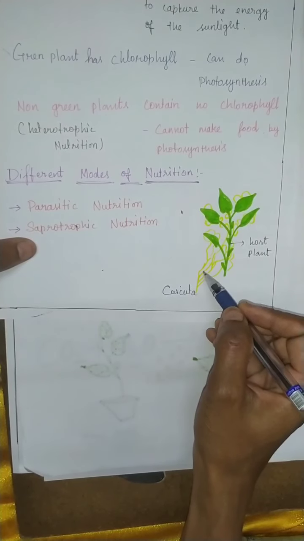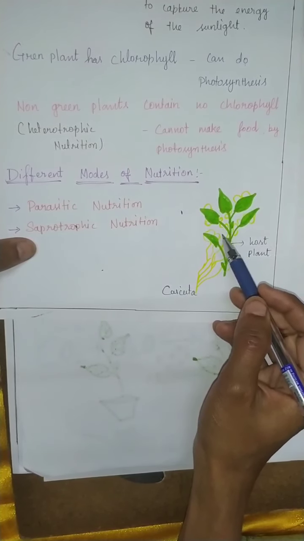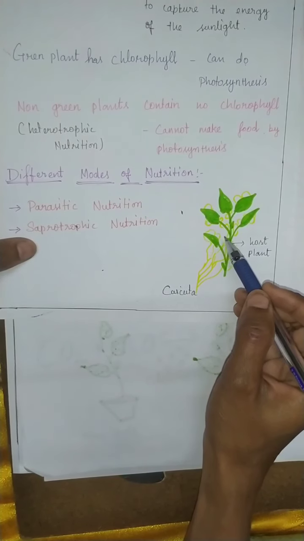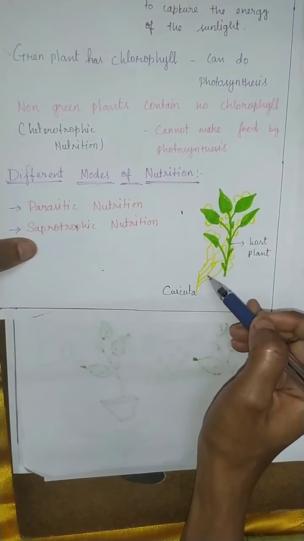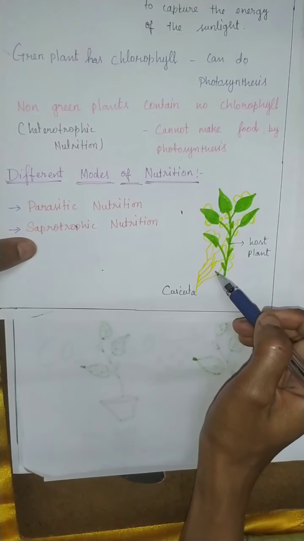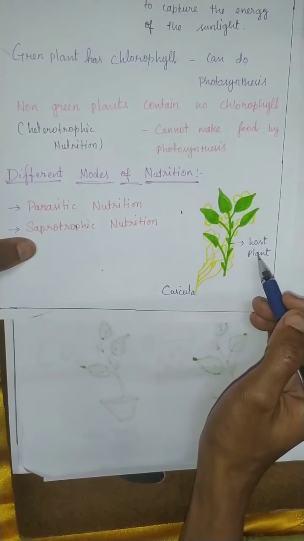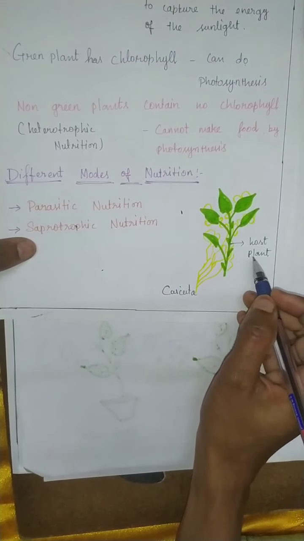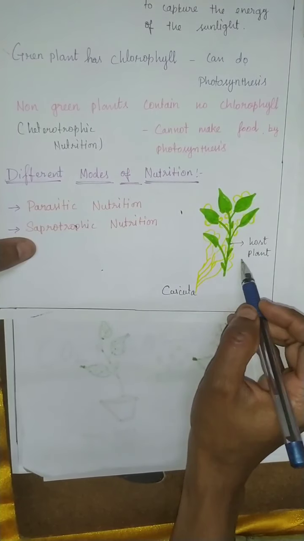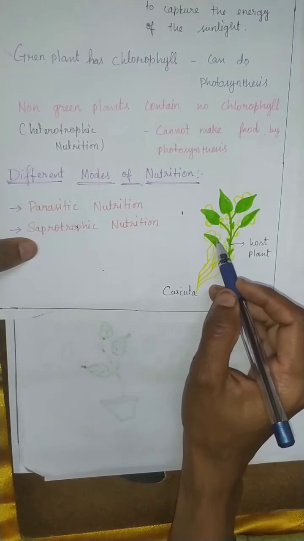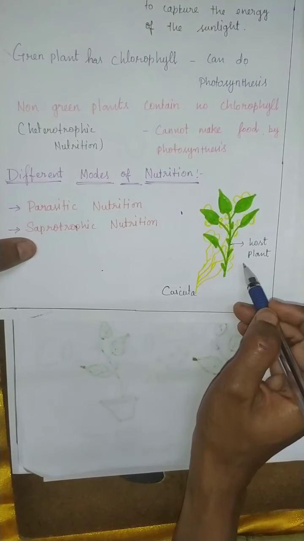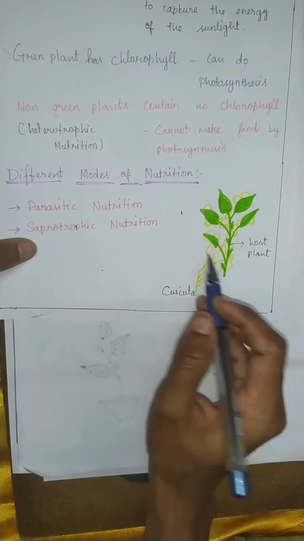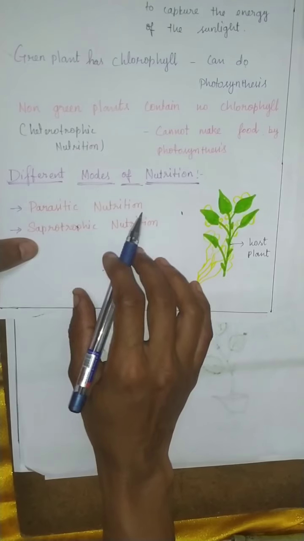When it is growing, its stems climb on another plant or tree. When it is climbing, it attaches firmly to that plant and takes ready-made food from it. The plant from which it takes ready-made food, on which it is climbing, is known as the host plant. This Cuscuta is known as a parasitic plant because this mode of nutrition is known as parasitic nutrition.